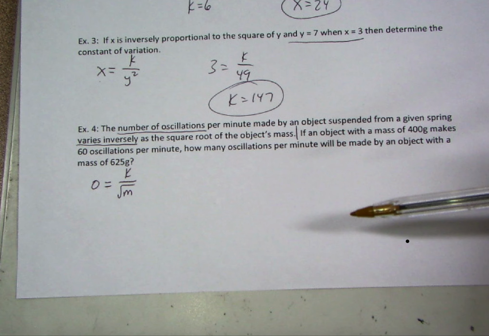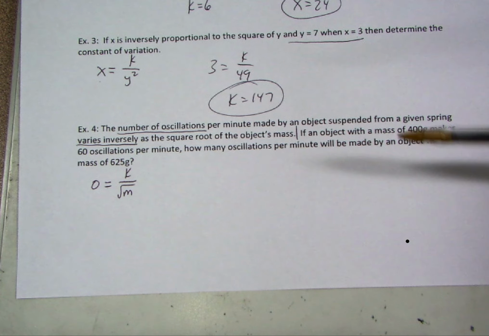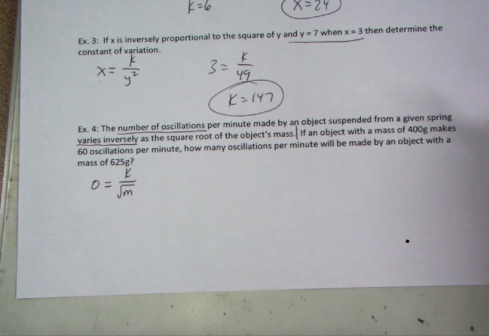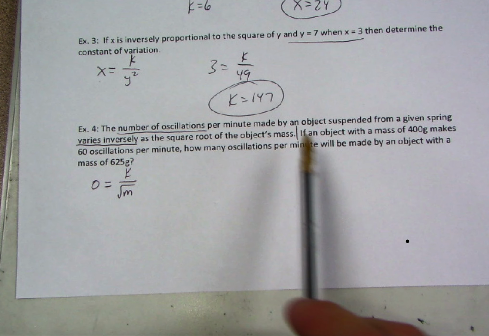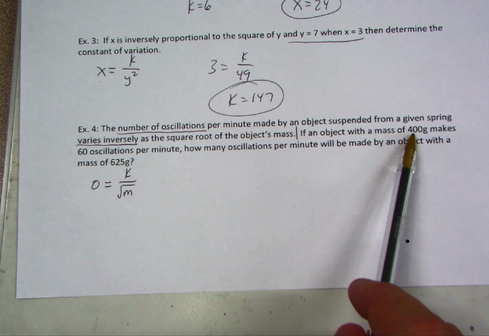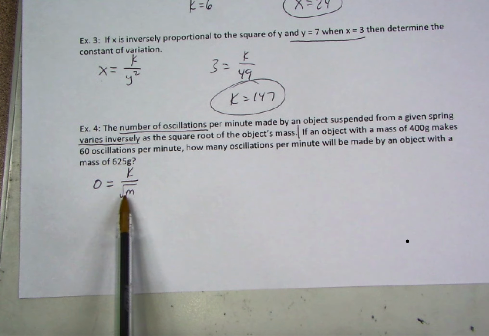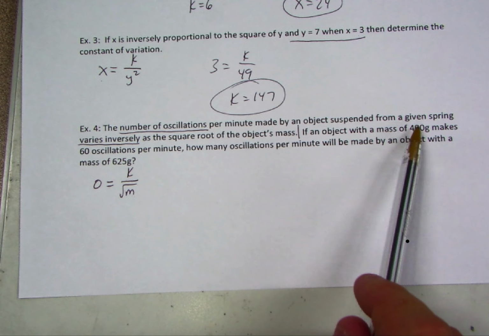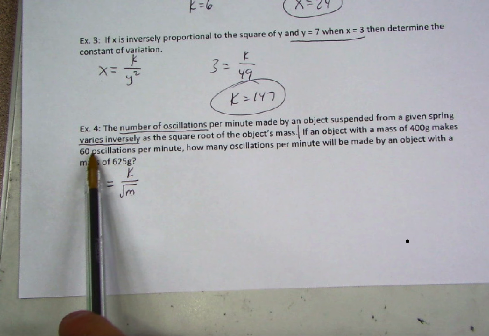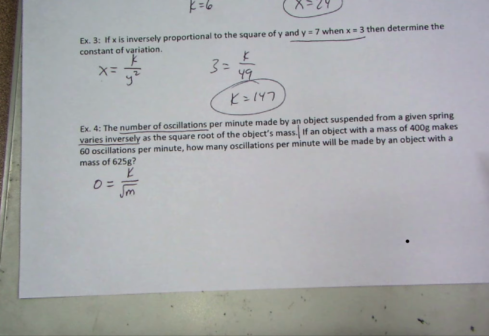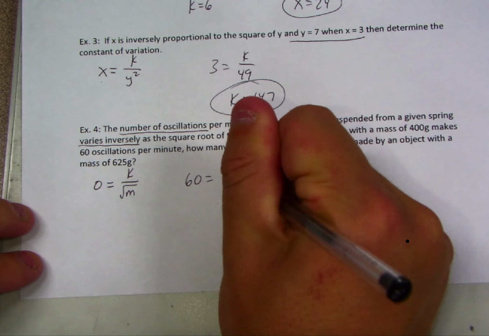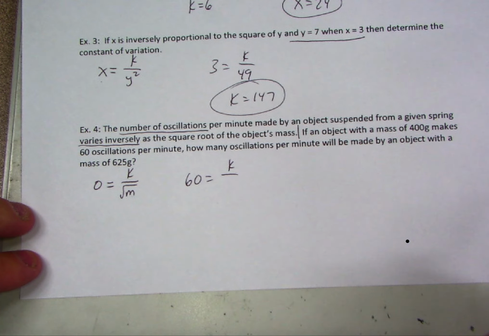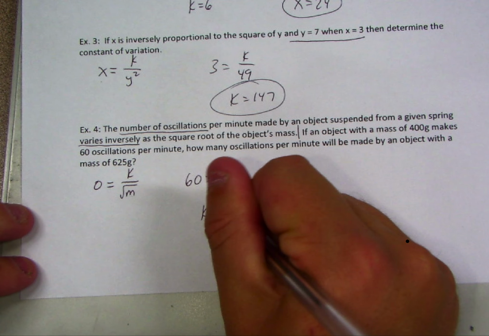Students that use X and Y all the time tend to make some mistakes because they forget what X is and what Y is. Here's what I mean by that. So it says an object with a mass of 400, so I know I'm going to plug 400 where mass is. But if you add Y and X, you might be a little more confused on where to plug the stuff. So 400 is going to go where M is. Make 60 oscillations per minute. So 60 is going to go where O is. So they're giving me the scenario to find K. 60 equals K divided by the square root of 400. So 20. So K is 1200.